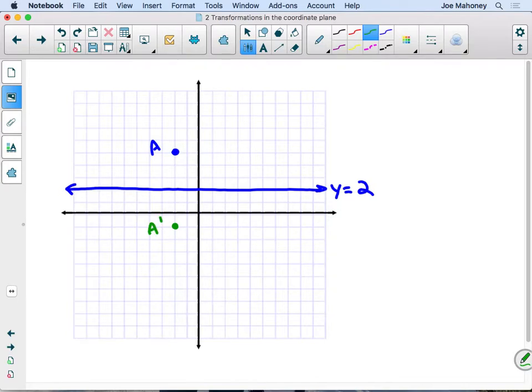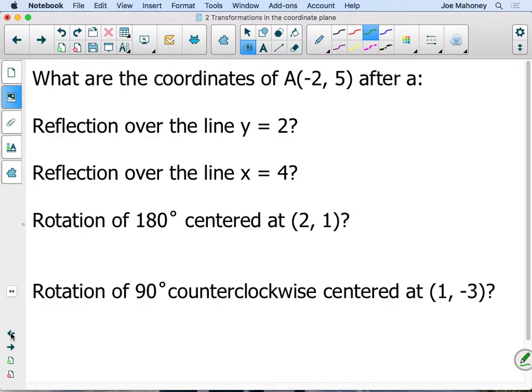It looks like it's at -2, -1. So again, rules are okay, but I like to look at it and graph it and do it on a grid. So in this case, this A prime is going to be at -2, -1. We'll write that down. A prime's at -2, -1.